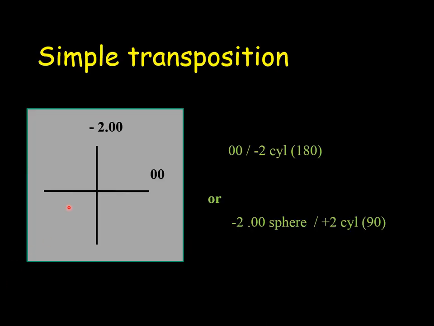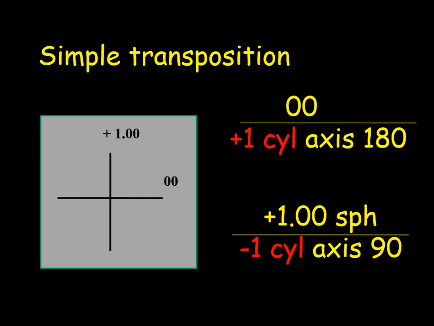So again, this is an example. We can give the patient just a cylinder minus two axis 90, or we can put a sphere of minus two to correct this one, and this one will be plus two. Then I'm going to add a cylinder plus two axis 90. So these two are the same. Simply we change one form to the second, and we call this simple transposition.